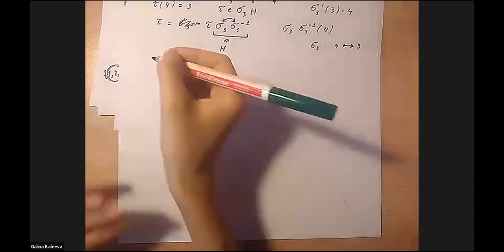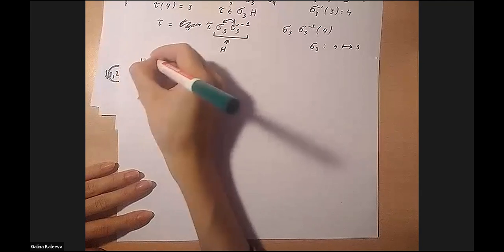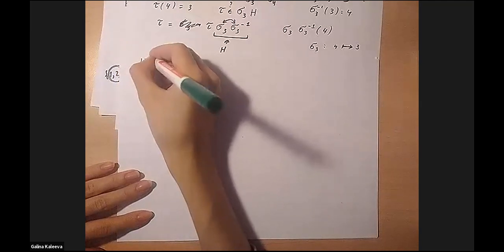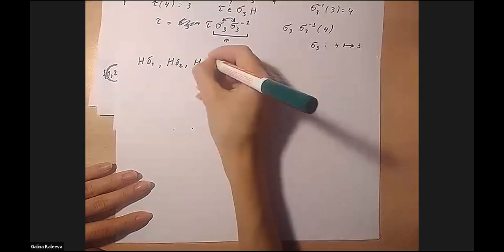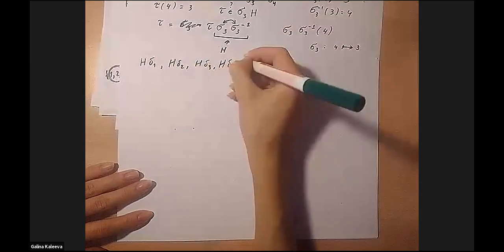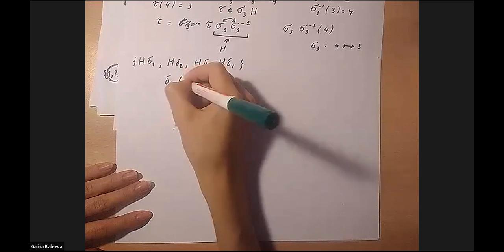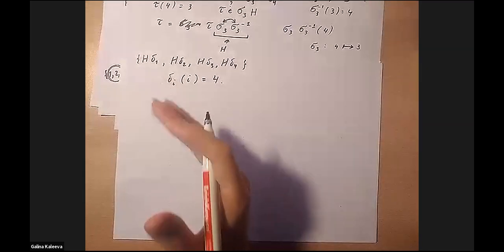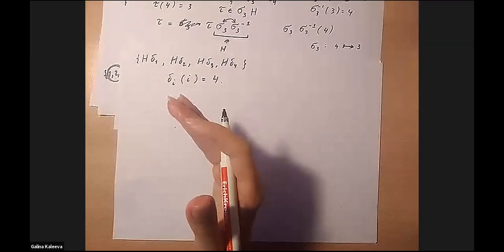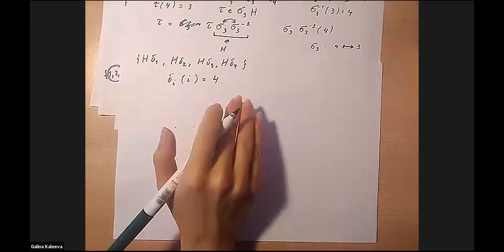Who can name all the cosets? My claim is the following. The right cosets are the following: H delta 1, H delta 2, H delta 3, H delta 4, where delta i of i equals 4. So the difference between the cosets in this case is the element which goes to 4.